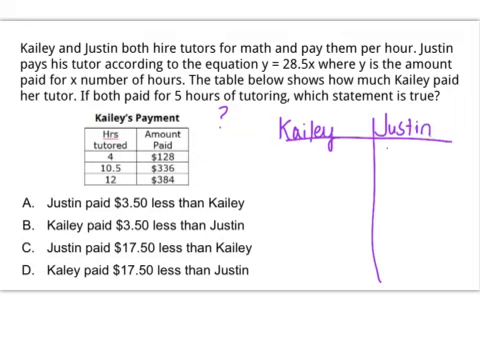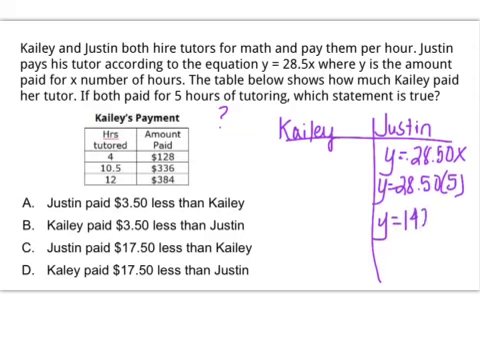It's saying that he's going to pay $28.50 for each hour. That's his constant rate. So if we want to know how much he paid for 5 hours, I'm going to do $28.50 for the 1 hour times the 5 hours, and I'm going to get $142.50. So now I need to find the rate per hour for Kaylee.